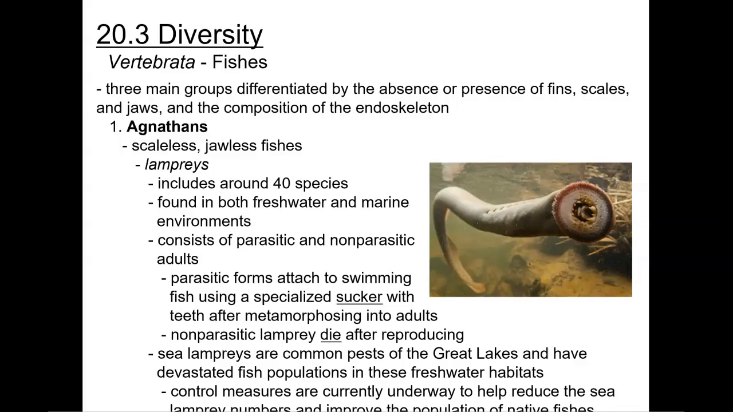Sea lampreys are going to be common pests of the Great Lakes and devastate fish populations in freshwater habitats. Control measures are currently underway to help reduce the sea lamprey numbers and to improve the population of native fishes. And so you can see over to the right-hand side how it can attach. You see those suckers, and you see how it has those attachment pieces that are able to go into its prey and hold on.